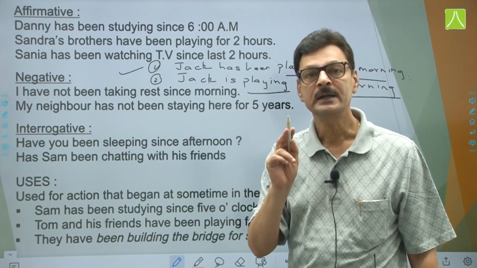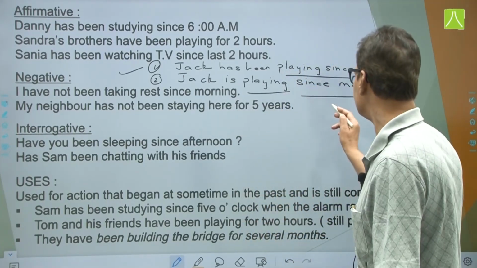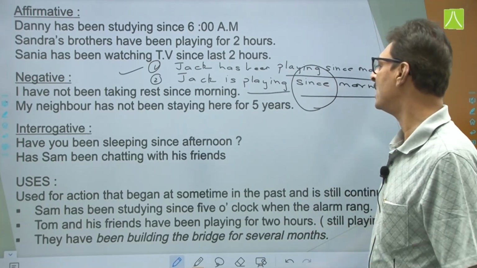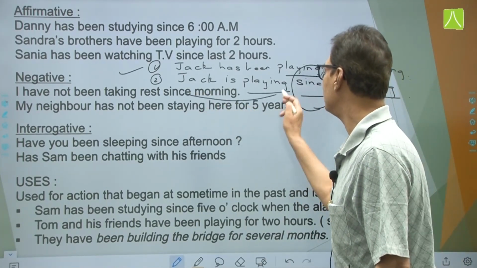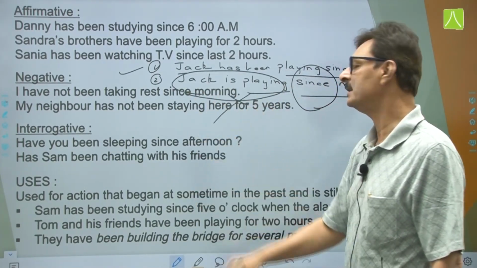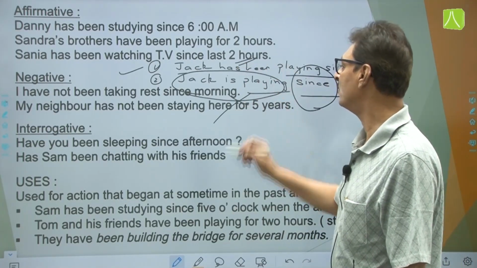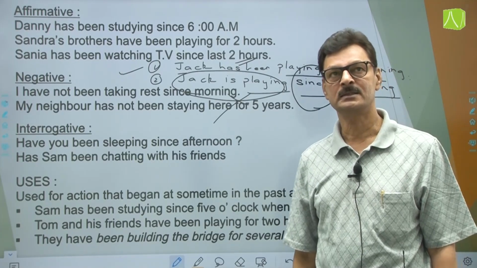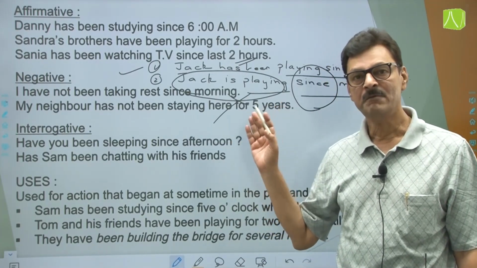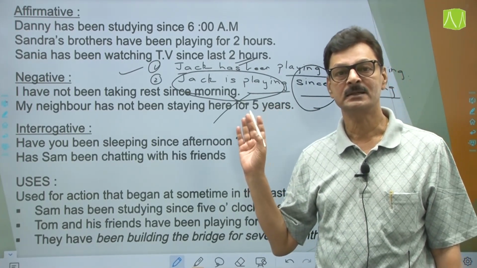Friends, never. Because whenever this time constraints, since or for are used, we never use this continuous tense. We always have to use the present perfect continuous tense. So, be very careful where this tense is concerned.